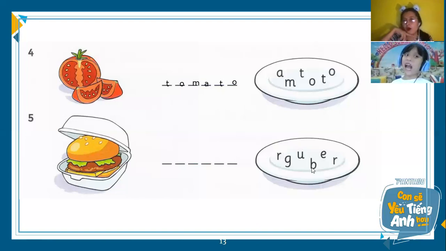Ah, number five. Look at number five. So yummy. Uh-huh. Yummy. It's so yummy. Now eat.